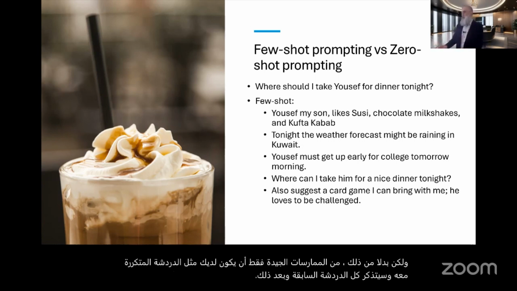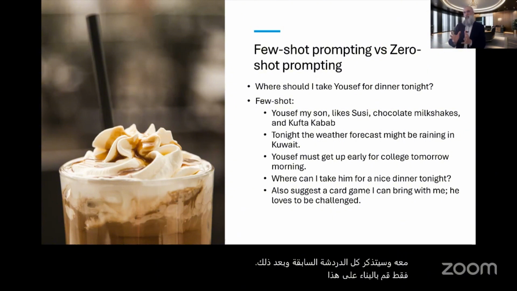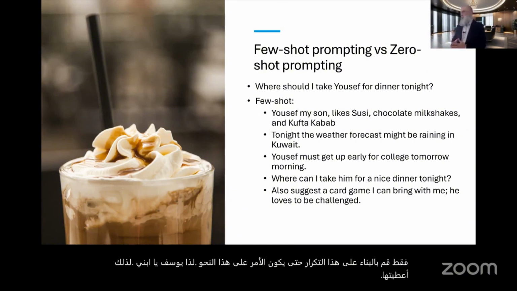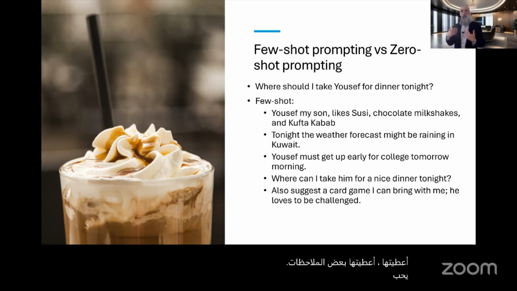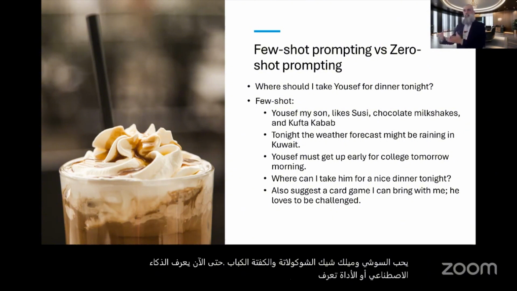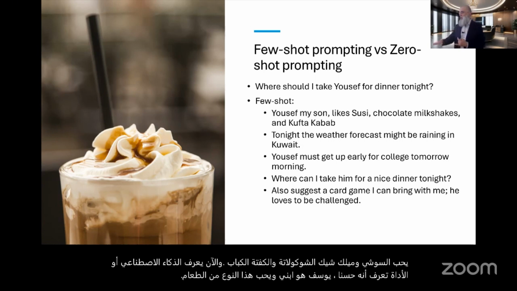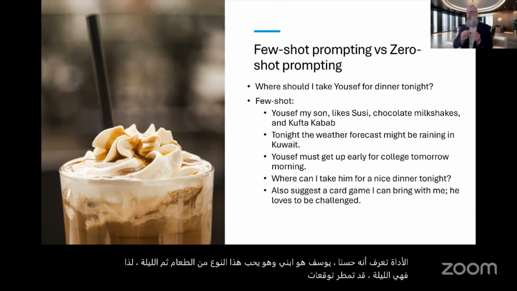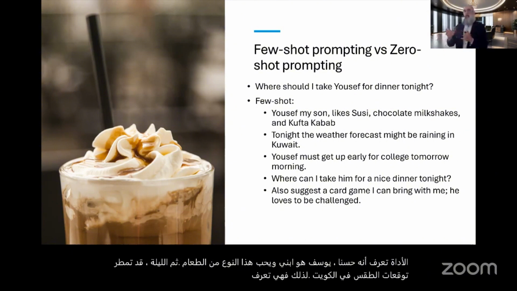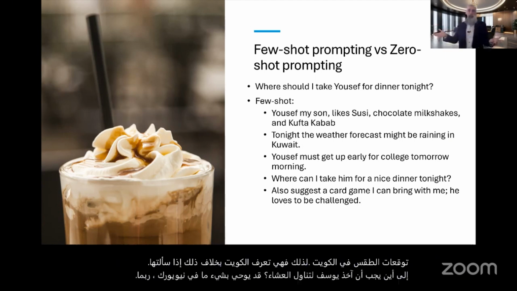So it will be like this. Yusuf is my son, and I gave it some feedback: likes sushi, chocolate milkshake, and kufta kebab. So now the tool knows that Yusuf is my son and he likes this kind of food. And then tonight, the weather forecast might be raining in Kuwait. So it knows Kuwait. Otherwise, if I ask where should I take Yusuf for dinner, it might suggest something in New York, maybe. Who knows?